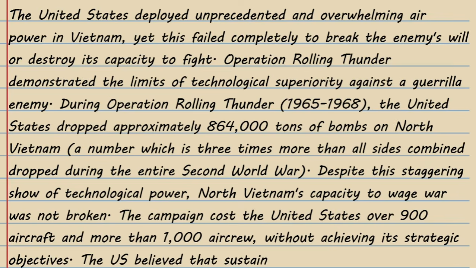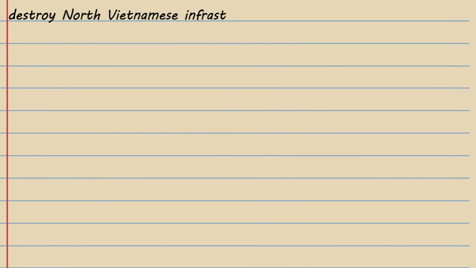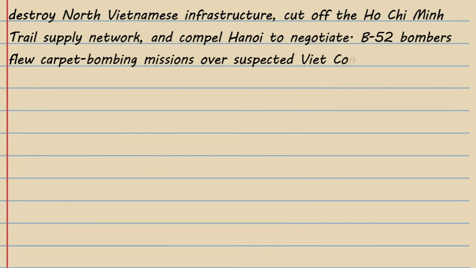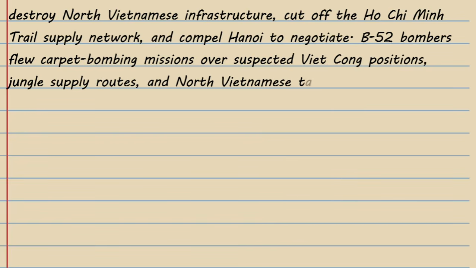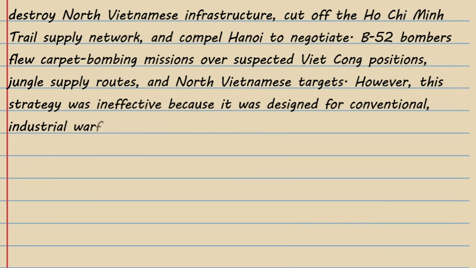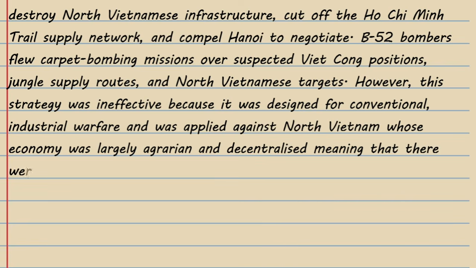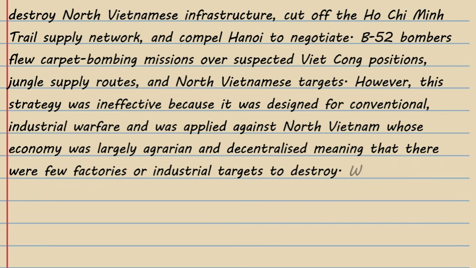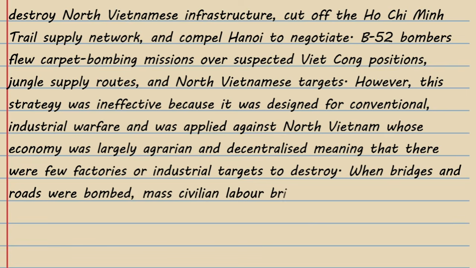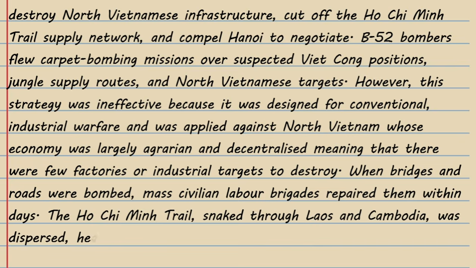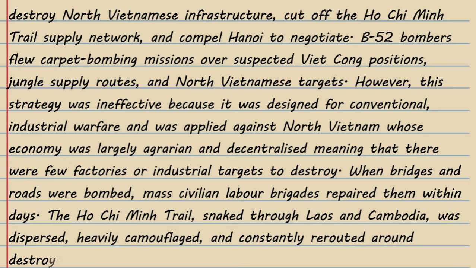The USA believed that sustained heavy bombing would destroy North Vietnamese infrastructure, cut off the Ho Chi Minh Trail supply network, and compel Hanoi to negotiate. B-52 bombers flew carpet bombing missions over suspected Viet Cong positions, jungle supply routes, and North Vietnamese targets. However, this strategy was ineffective because it was designed for conventional industrial warfare and was applied against North Vietnam, whose economy was largely agrarian and decentralized, meaning that there were few factories or industrial targets to destroy. When bridges and roads were bombed, mass civilian labor brigades repaired them within days. The Ho Chi Minh Trail, snaking through Laos and Cambodia, was dispersed, heavily camouflaged, and constantly rerouted around destroyed sections.